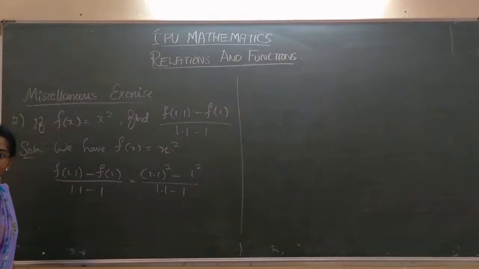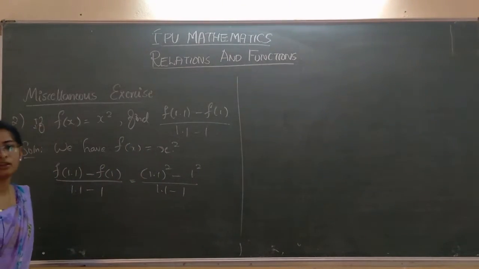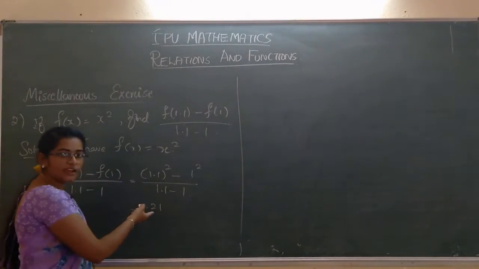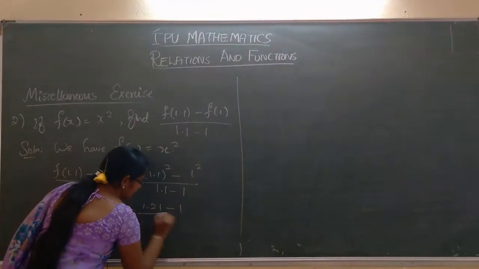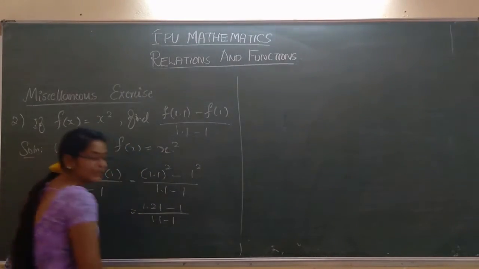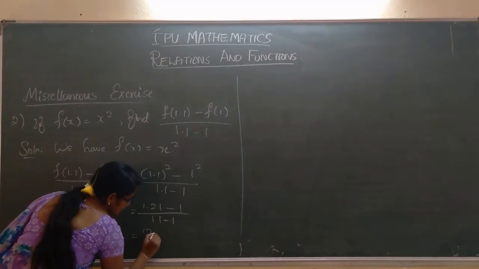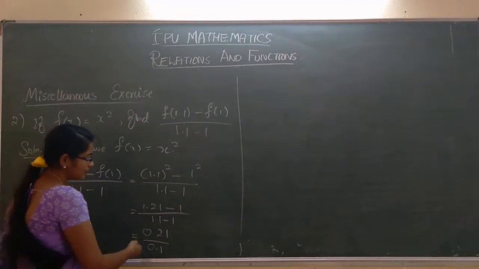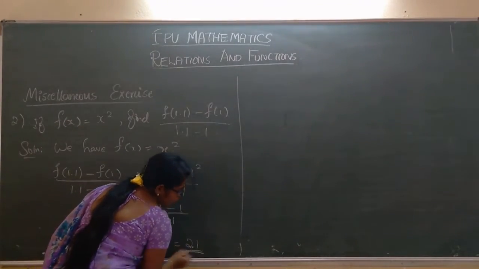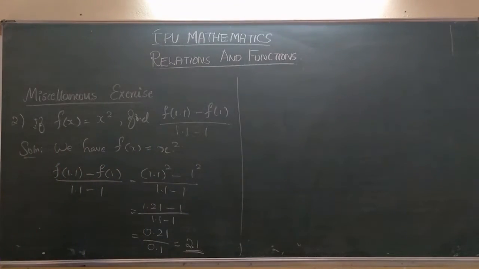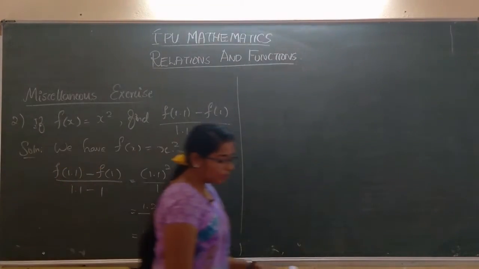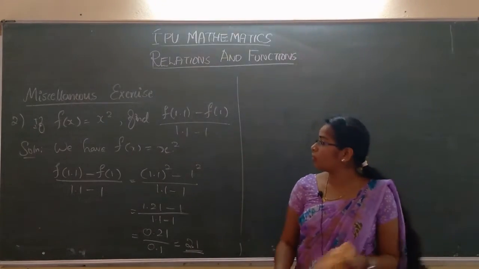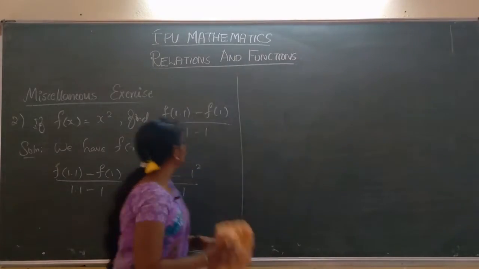What is 1.1 square? 11 square is 121, so that is 1.21. We have decimal points here, so we get 1.21 minus 1 divided by 1.1 minus 1. What is that? That is 0.21 divided by, in the denominator, 0.1. That implies that the answer is 2.1. Okay, fine. This is how you need to calculate the value of the given expression using the function. I hope this is clear now. This is about the second problem.